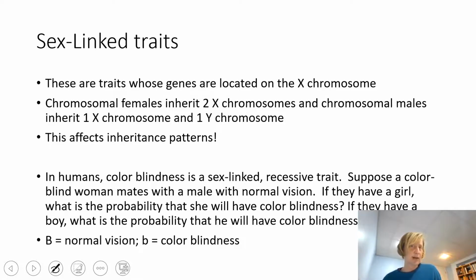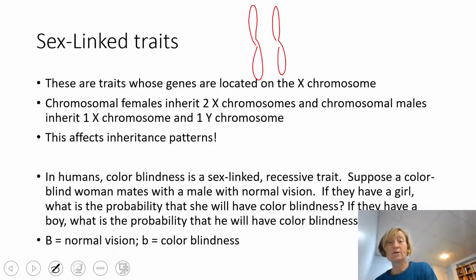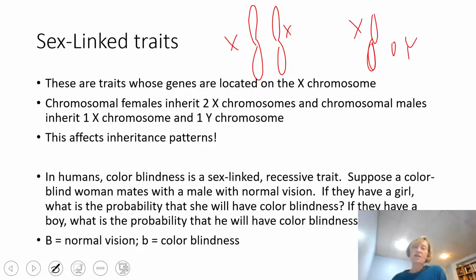Sometimes we can get anomalies to that as well, which is kind of cool. Chromosomal females inherit 2 large X chromosomes. Chromosomal males inherit 1 large X chromosome and a Y chromosome. So females would inherit these 2 long X chromosomes, chromosomal females, I should say, and then chromosomal males will get 1 large X chromosome and a Y chromosome that's really small. Sex-linked traits are traits whose genes are located on the X chromosome somewhere, not on the Y chromosome. And so males inherit just 1 X chromosome.